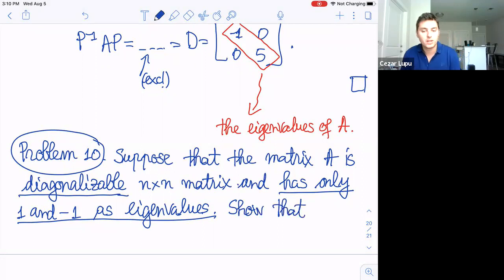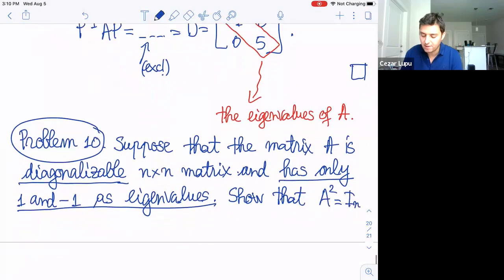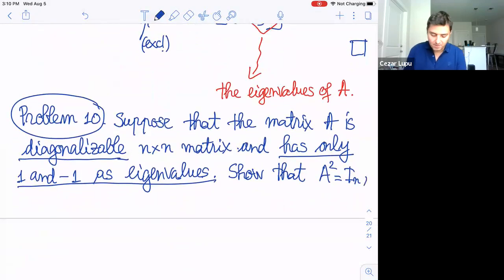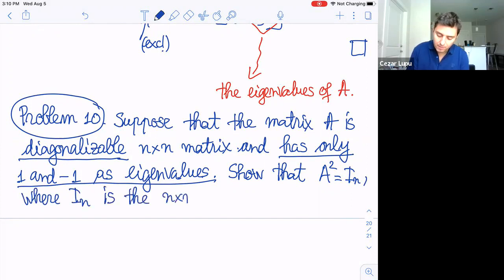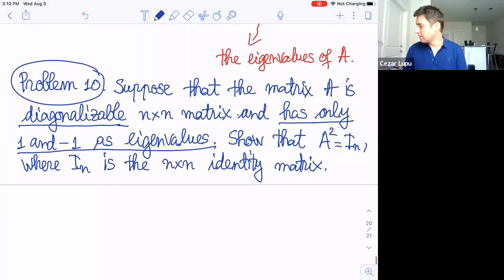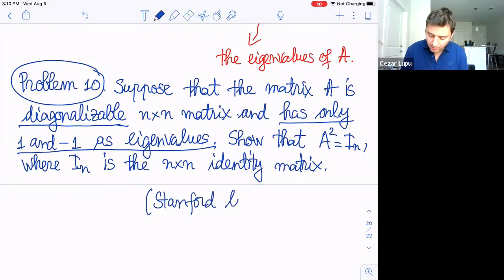this matrix, if we square it, is nothing else than just the identity, where I_N is the n by n identity matrix. This was a very nice problem. I think it was given at, if I look here, a Stanford linear algebra exam.